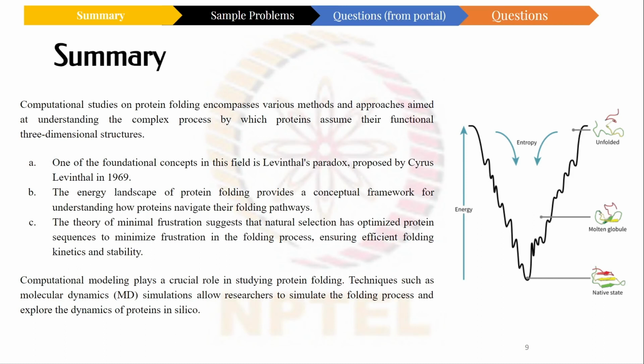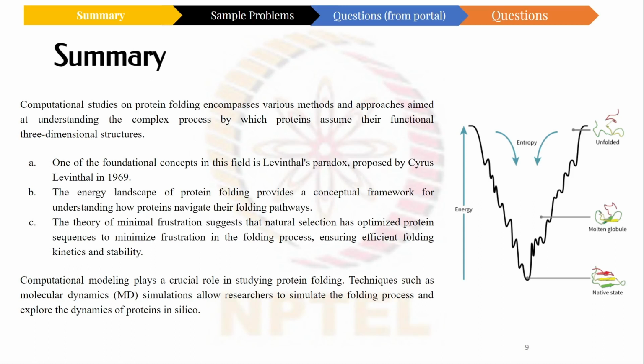So we have experimental studies to understand protein folding rate, but parallelly we also have computational studies for studying the same. The field of computational studies on protein folding encompasses various methods and approaches aimed at understanding the complex process by which proteins assume their functional three-dimensional structure. One of the fundamental concepts in this field is Levinthal's paradox, proposed by Levinthal in 1969.